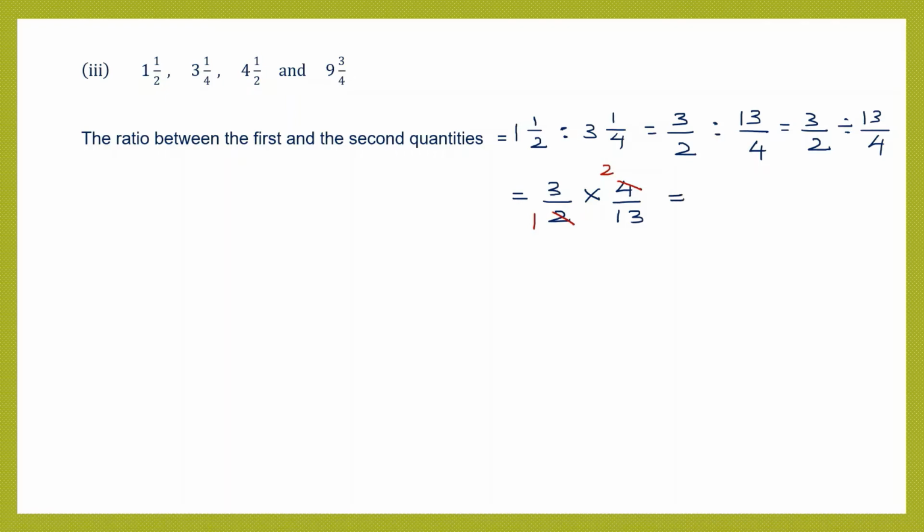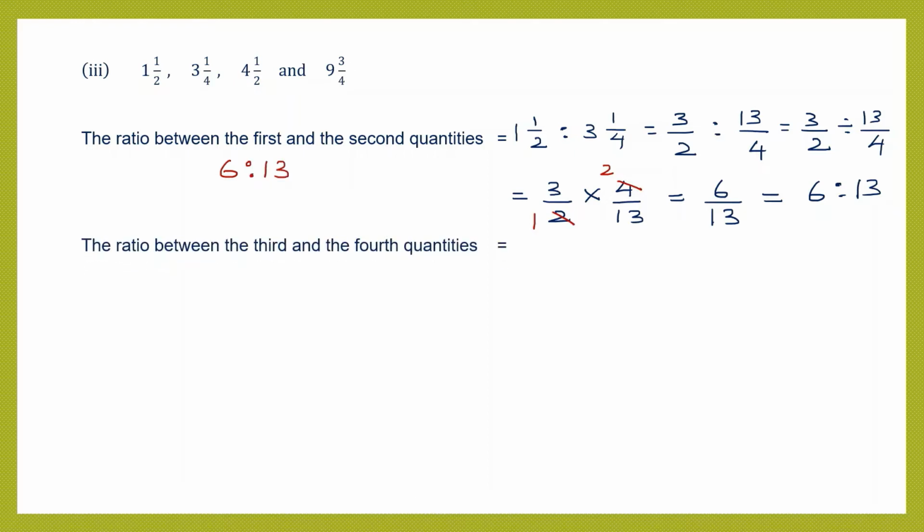So what is my numerator? 3 twos are 6 and my denominator is 13. So this is my fraction and my ratio is 6 is to 13. So let's write the ratio here. The ratio between the first and the second quantities is 6 is to 13.